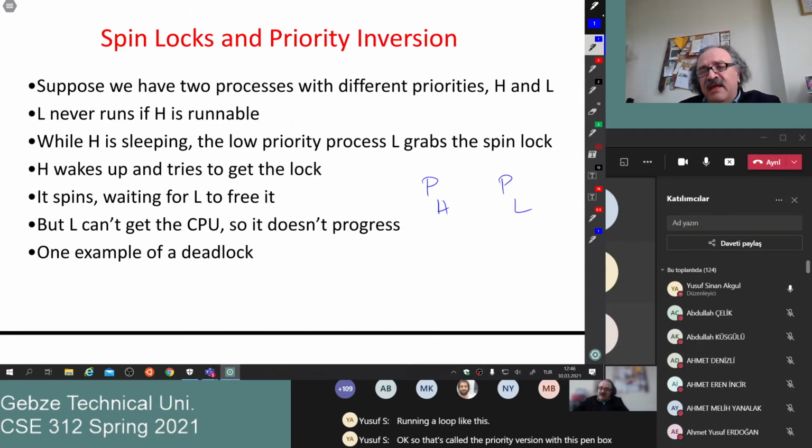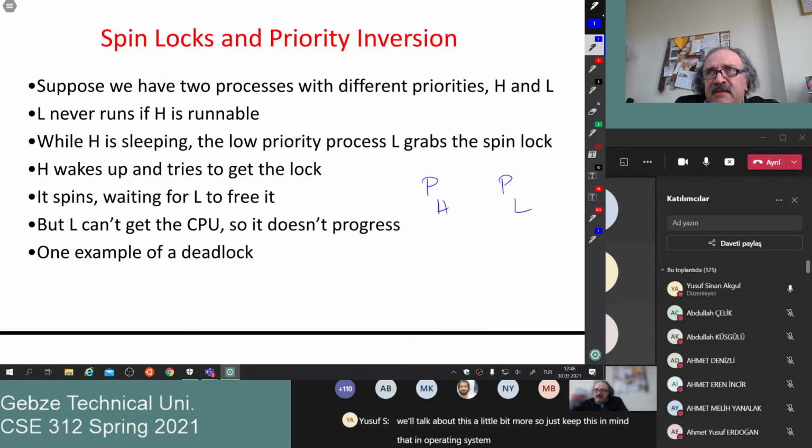And when we have time, when we look at deadlocks, maybe we'll talk about this a little bit more. So just keep this in mind that in the operating system world, the decisions that you make might result in very unexpected results, and we have to be careful about our decisions. And once such a thing happens, it would be very difficult to find why it is happening.